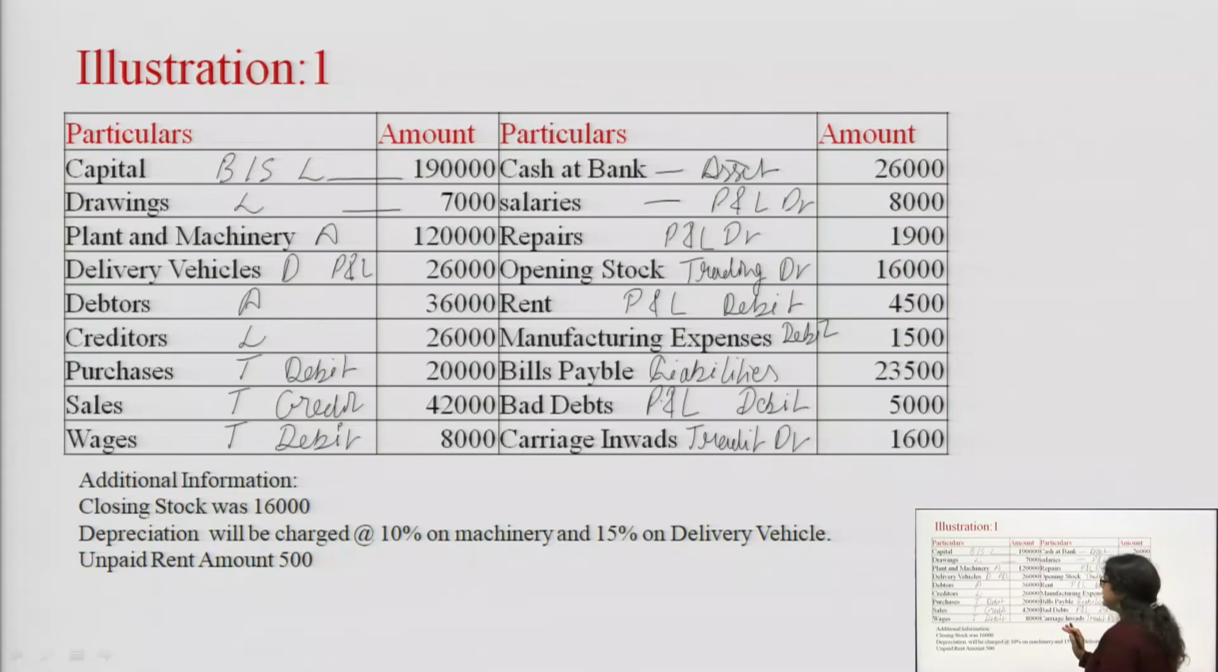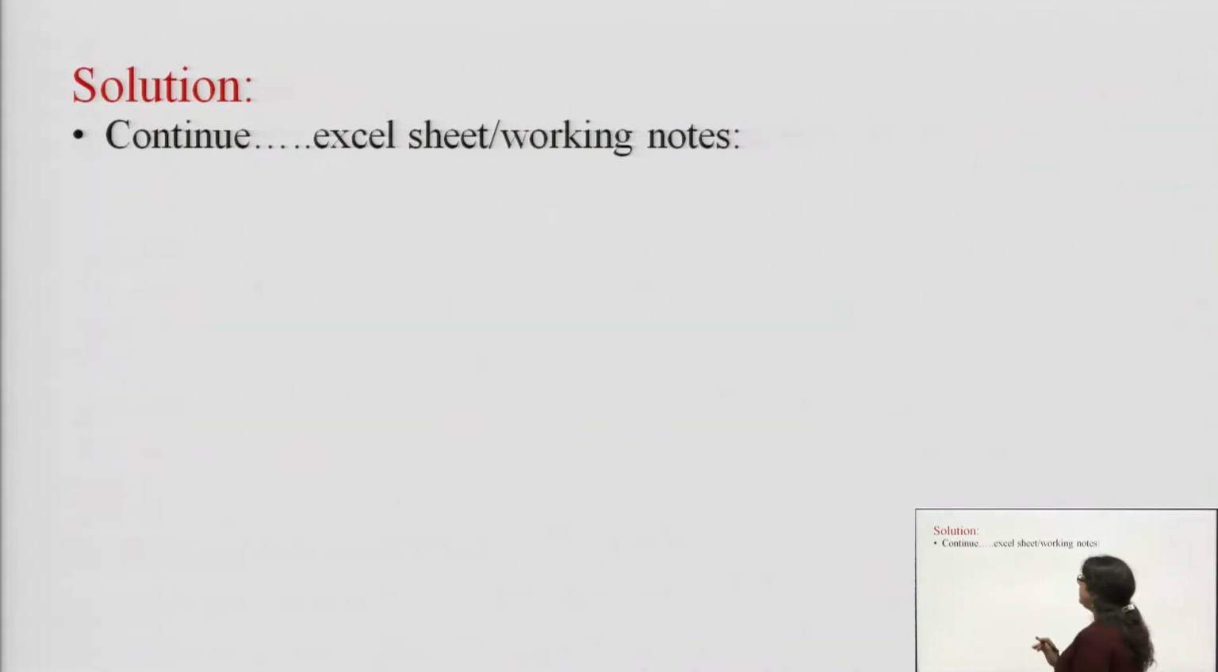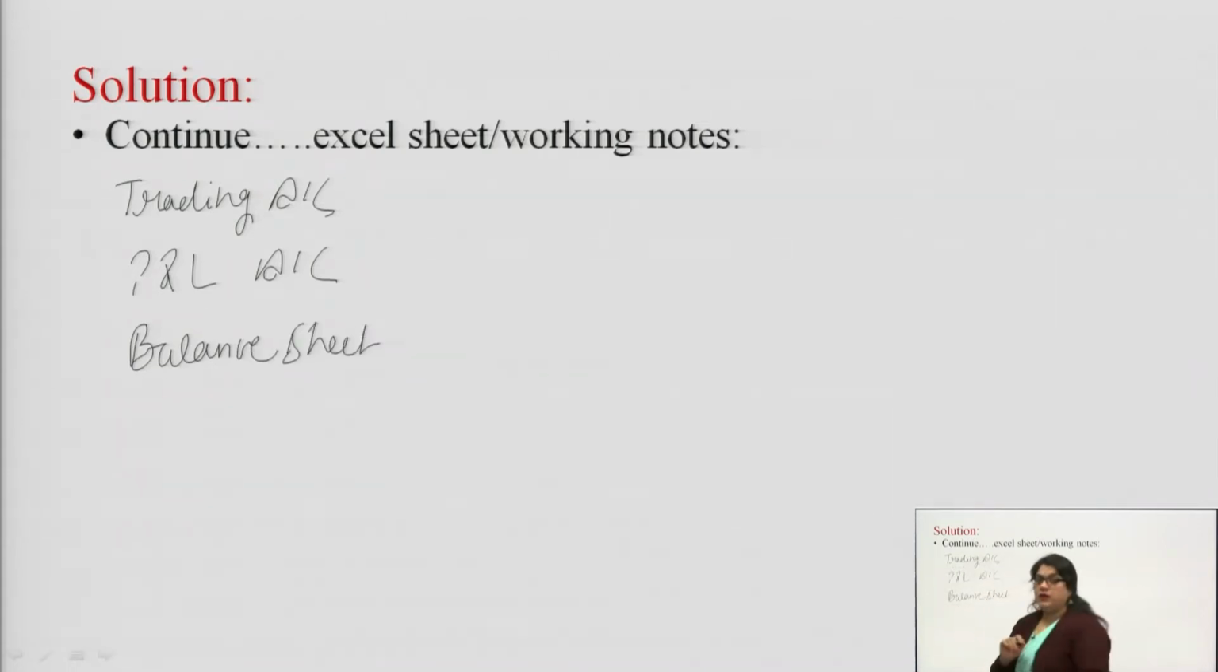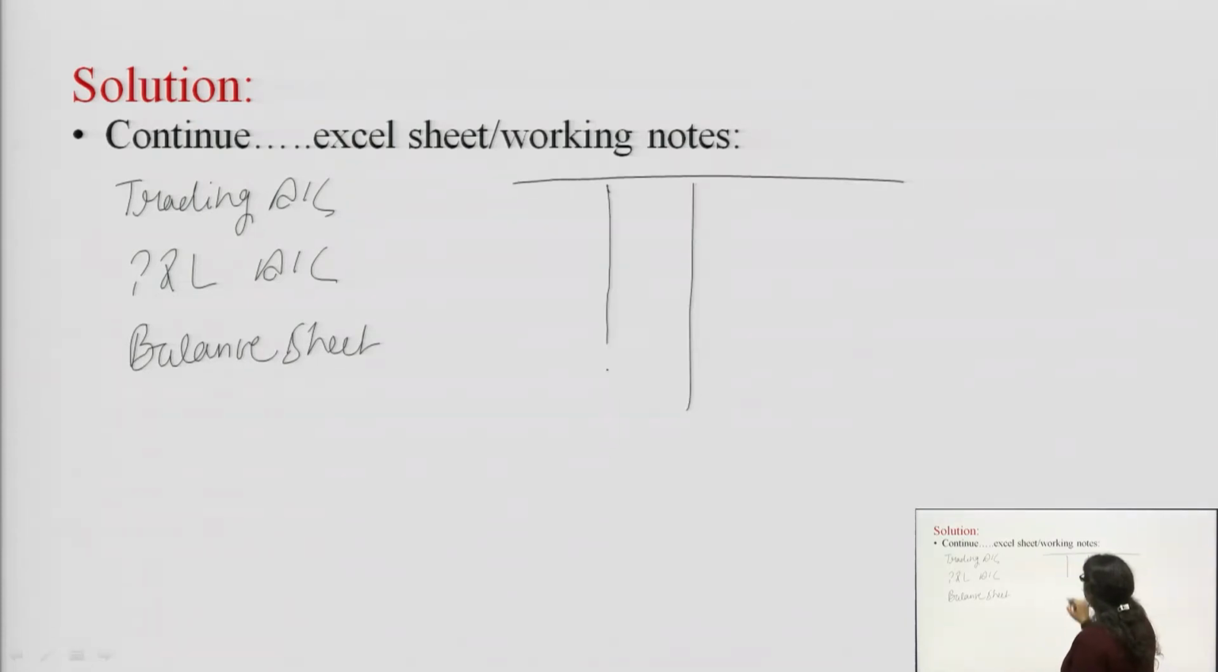So, these are the identification of the expenses, where they will go. Once you are preparing the balance sheet manually, prepare first the trading account, second the P&L account, and third the balance sheet. Just giving you a quick recap of how we prepare the trading and P&L account in the manual format.